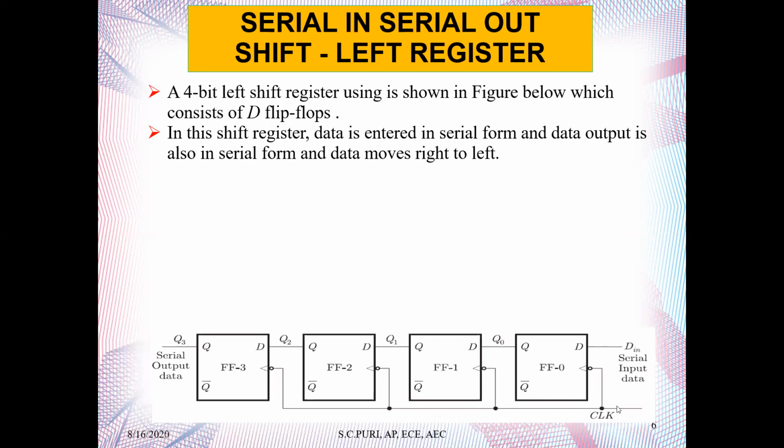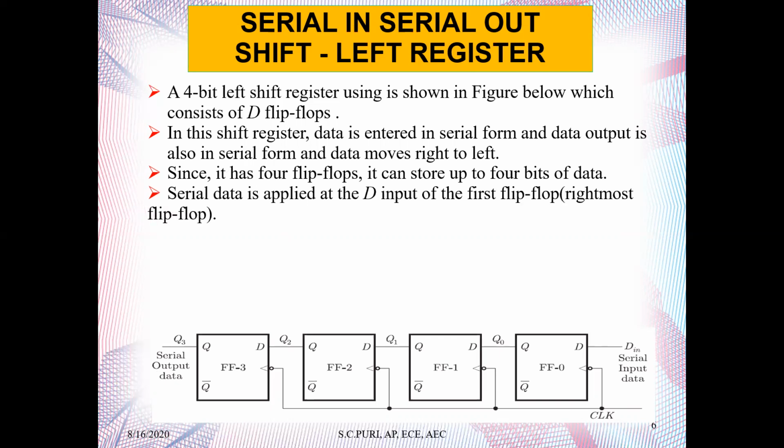You can see the data will be shifted left, and here will be the output. Since it is 4 flip-flops, it can store up to 4 bits of data. Serial data is applied at the D input of the first flip-flop, the rightmost flip-flop. As you can see here, this is the D input at the right. Why is it on the right? Because we want to shift it left.